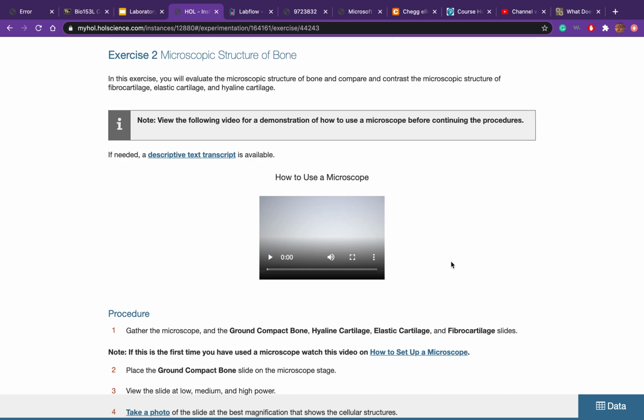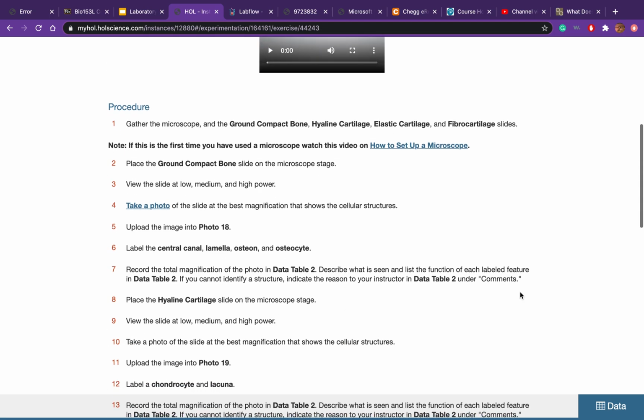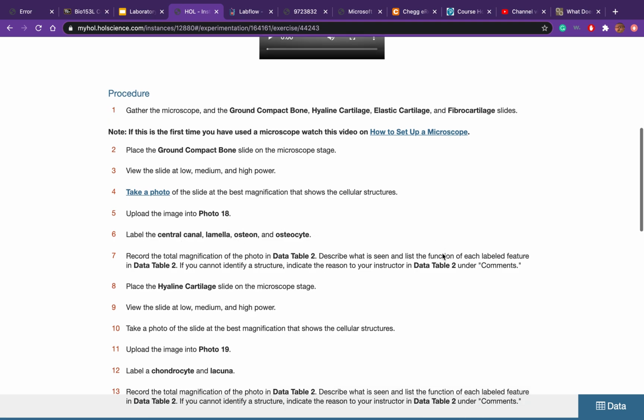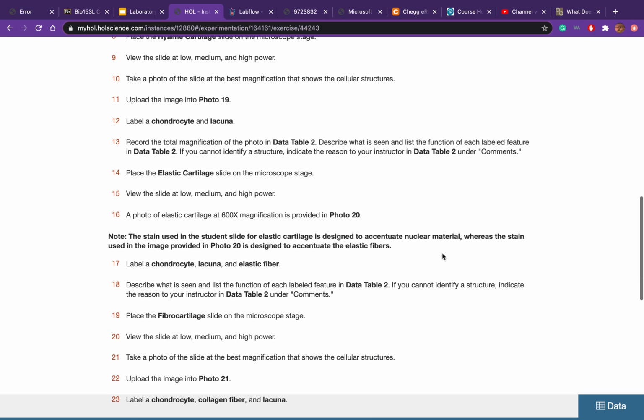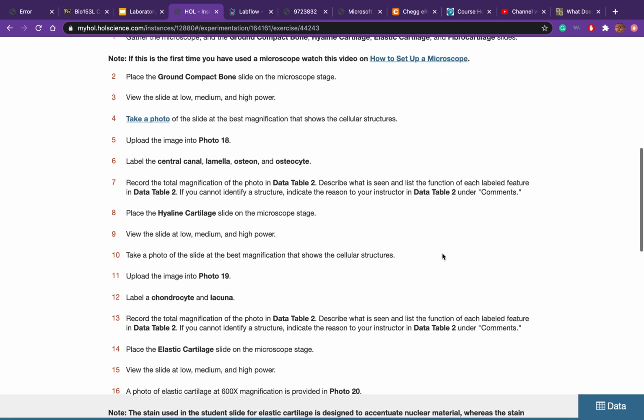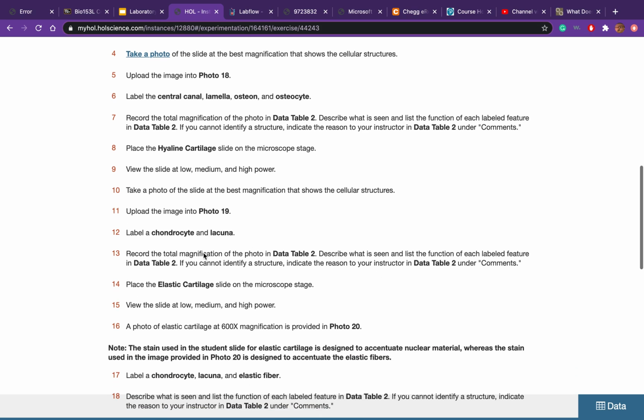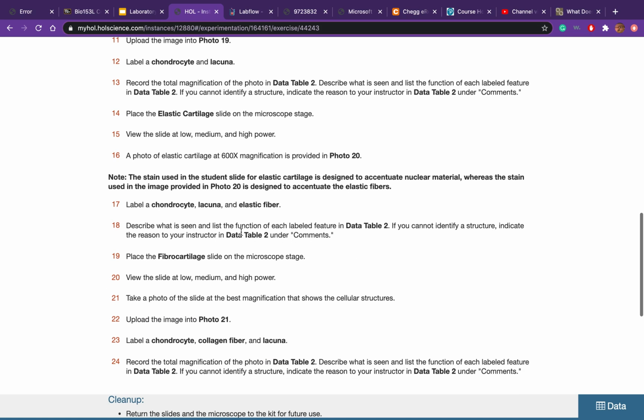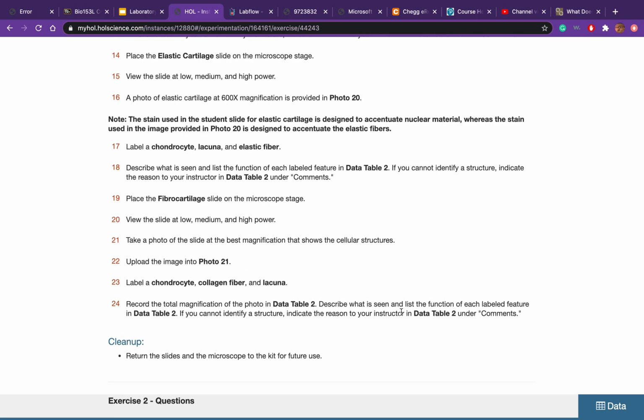The only slides that you will need are the ground compact bone, the hyaline cartilage, the elastic cartilage, and the fibrocartilage slides. So when you see every single one of them, you'll also have to label parts of those slides, such as the central canal, lamella ossea, and osteocyte for the ground compact bone. It's going to be almost the same steps for every slide, but of course you have to identify different things on each slide and follow the instructions here.